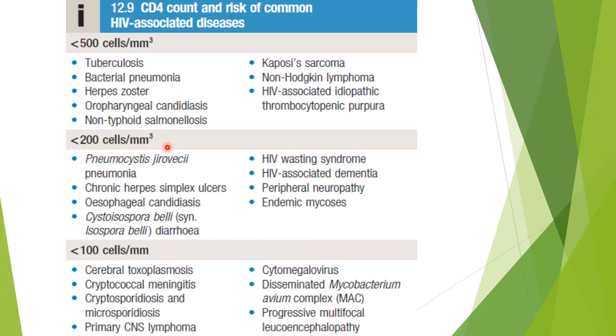Below 200 cells per millimeter cube, pneumocystis jirovecii pneumonia, herpes simplex ulcer, and other diseases become high. Esophageal candidiasis becomes high, and below 100 cells per millimeter cube, cerebral toxoplasmosis, cryptococcal meningitis, these opportunistic infections become high. The risk of these opportunistic infections will become very high.